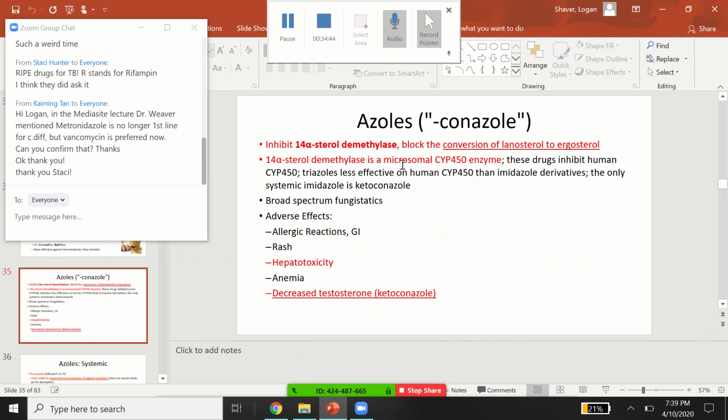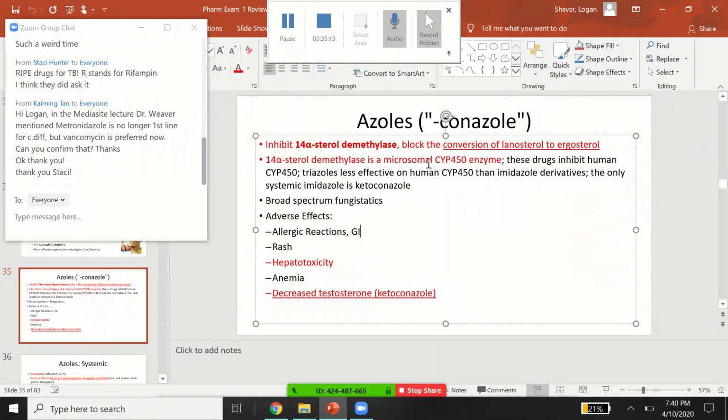Azoles don't bind to ergosterol, but they actually block the conversion of lanosterol to ergosterol. So they still mess with that whole pathway, but they don't bind specifically to ergosterol. They instead inhibit the enzyme that creates ergosterol. So they're all affecting the same similar pathway, but they're doing it in a different way. So just make sure you know those specific mechanisms, like I've been saying.